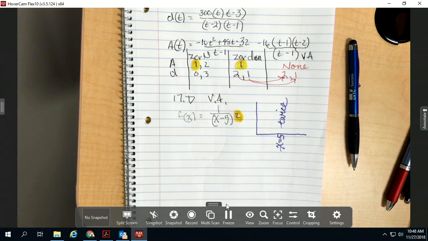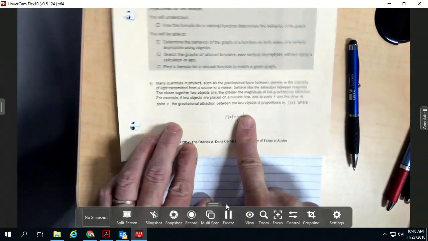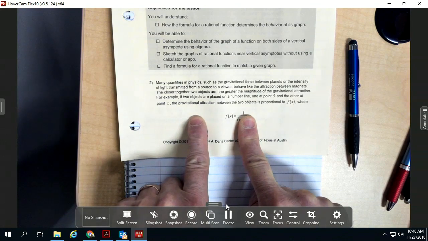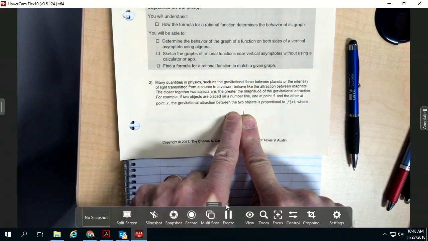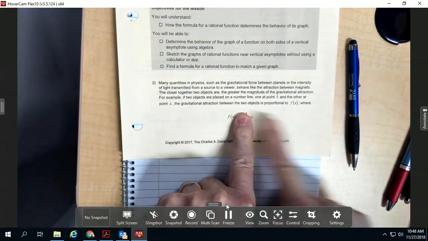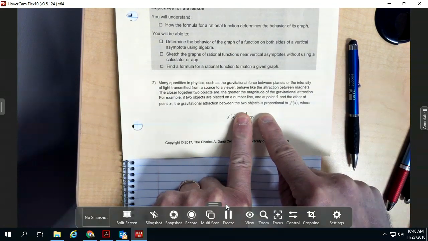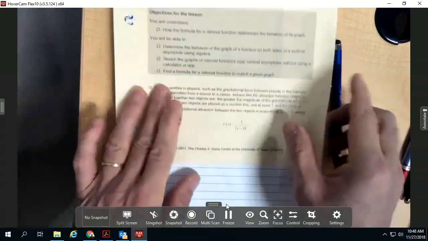So here's what they're saying. If two objects are placed on a number line, one at point 5 and the other at point x, as you get them closer and closer together, they attract each other, right? If this one is at 5 and x, as they get closer and closer together, they eventually attract each other, right?